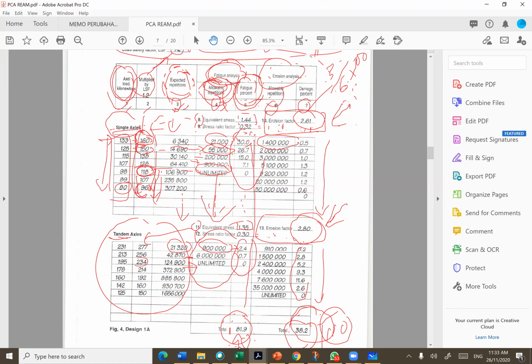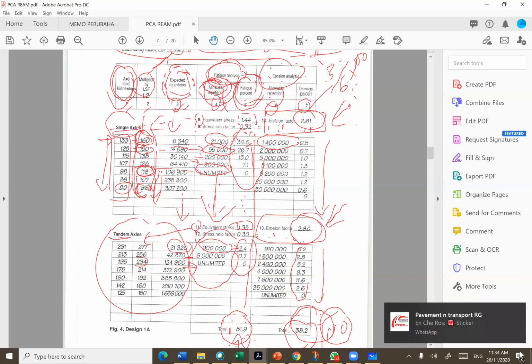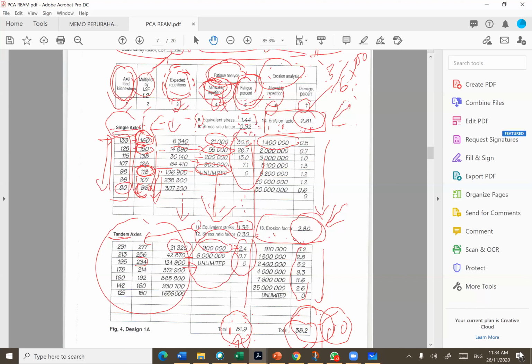If, let's say, fatigue is 20 and erosion is about 60, I would say the thickness is sufficient, because all the damage is less than 100. But since the damage is too low, it means the thickness is not economical. It's too thick. So try to reduce the thickness slightly and recalculate.